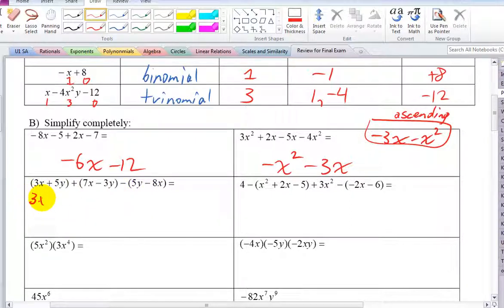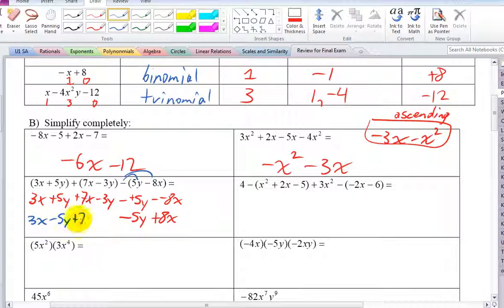Nothing changes until we get to a subtraction. So when we subtract, we have to subtract both pieces. That's a little weird because it changes our signs. So we got our minus plus 5y, a minus -8x. Really our signs change to a minus 5y plus 8x. The beginning does not change. Only when we have a subtraction does it change.